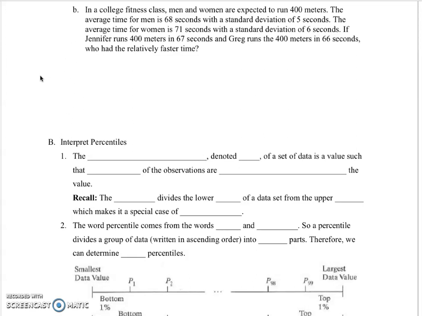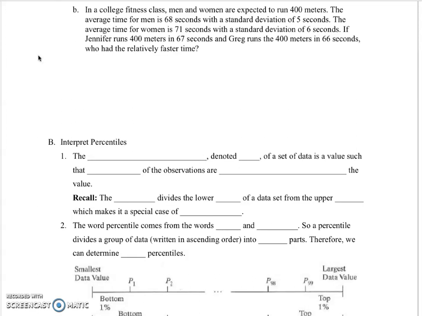So, for example, in a college fitness class, men and women are expected to run 400 meters. The average time for men is 68 seconds with a standard deviation of 5 seconds, and the average time for women is 71 seconds with a standard deviation of 6 seconds. If Jennifer runs 400 meters in 67 seconds and Greg runs the 400 meters in 66 seconds, who had the relatively faster time? Well, again, we're going to compare Jennifer's speed to the rest of the women and Greg's speed to the rest of the men because they're in two separate groups.